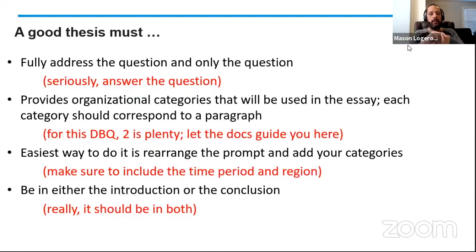Okay, let's take a break from the whole state building thing for a second, and let's talk thesis statements, okay? I know that you've talked thesis statements all year long with your teacher.